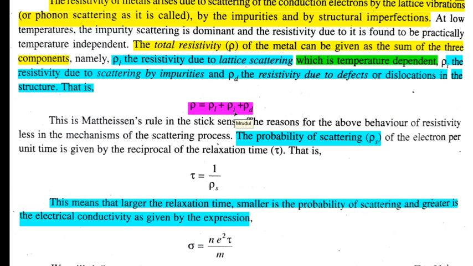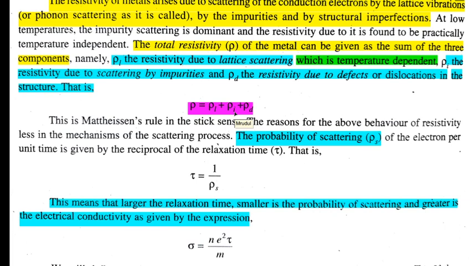So looking at the rho, which is subcategorized into three parts, initially Matthiessen's rule says that it's two parts. One is independent of temperature, that is rho 0, and then it's rho p. Now here we are talking about the rho not as two parts, but categorized into three parts.